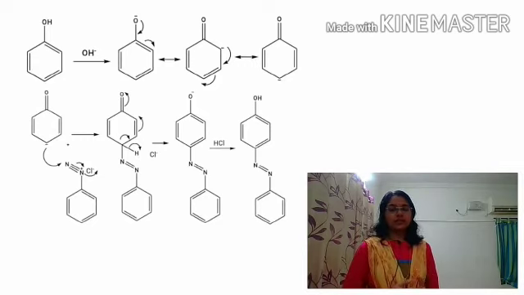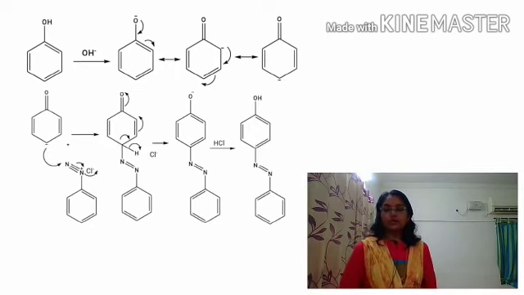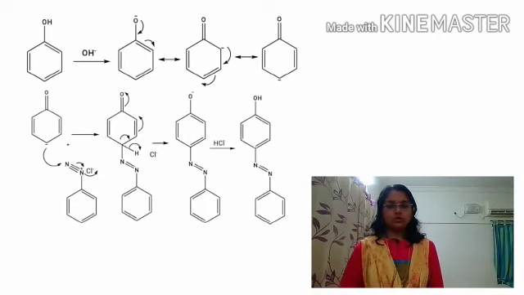The first step in the reaction is phenol being treated with alkali. Phenol is highly acidic in nature, therefore it can react with a base. It will lose a proton and result in the formation of a phenoxide ion. This phenoxide ion is highly resonance stabilized. The negative charge from the oxygen starts to shift to the ortho position in the first resonating structure, and then from the ortho position it shifts again to the para position in the second resonating structure.